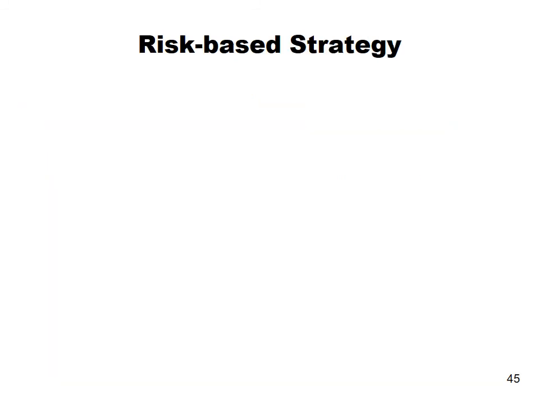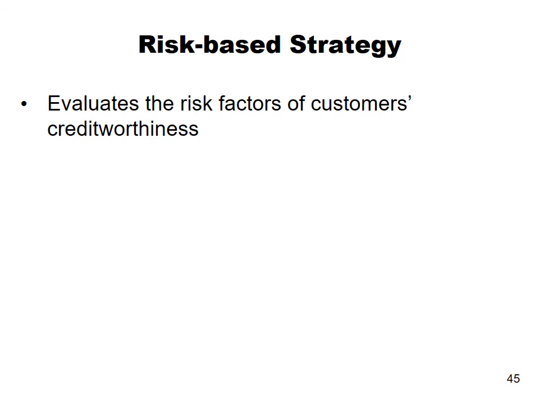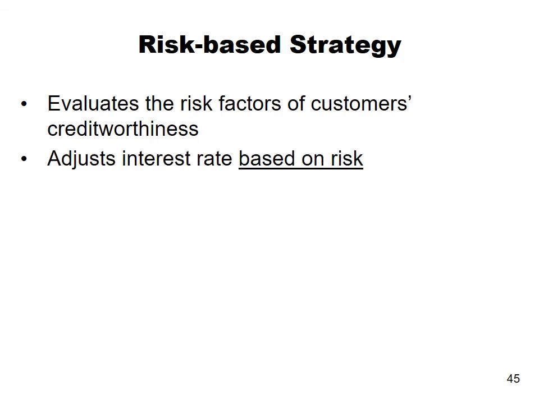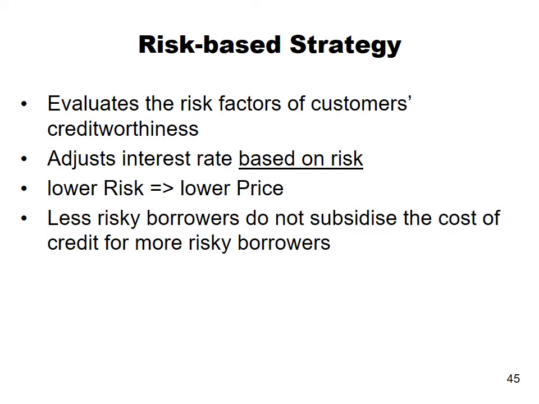Next, we look at the risk-based strategy. It evaluates the risk factor of customers' creditworthiness and adjusts the interest rate based on the risk. The lower the risk, the lower the price the bank will charge. So a less risky customer does not subsidize the cost of credit for the more risky. In short, each individual is gauged based on their own risk level, and they pay their own price. Basically, the banks will price differently from one person to another.